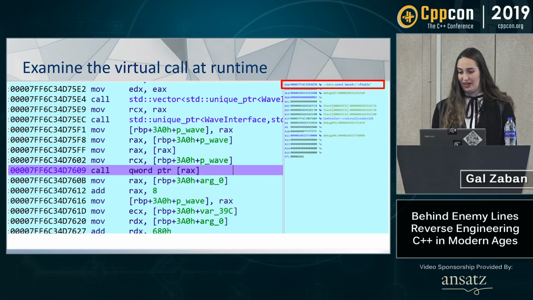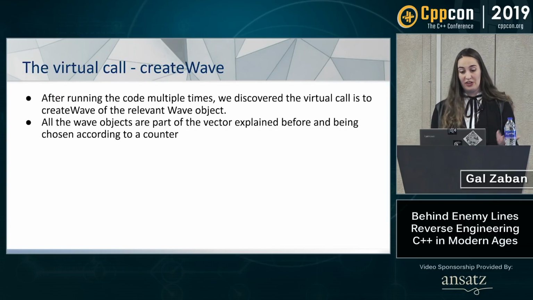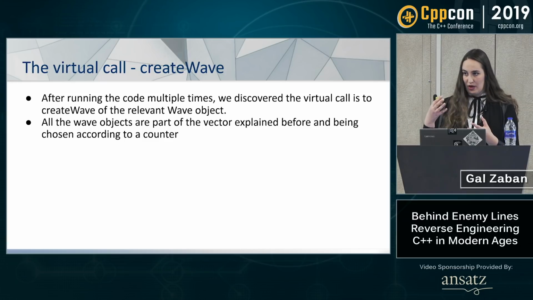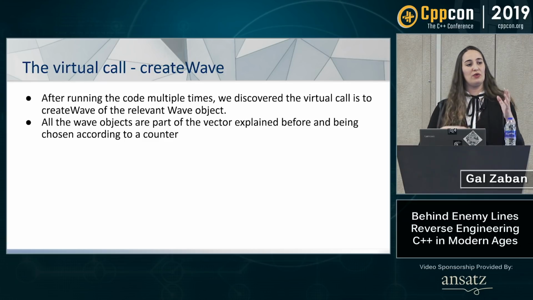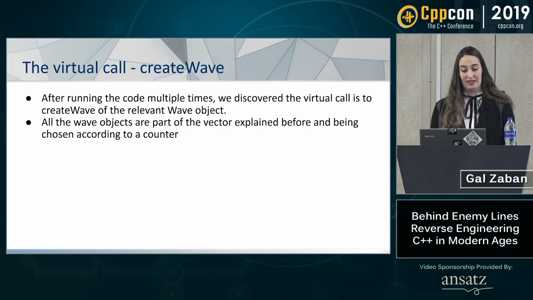So now we are going to look again at the virtual call just to show you that it happens again. Again, you have an address, and in this case, it's wave4. Each time you have a virtual call, a create wave function is being called, depending on the object. We know that this object was part of the vector. After looking a bit more, we saw that it iterates over the elements of the vector, chooses the relevant object, and uses the virtual call to call create wave.